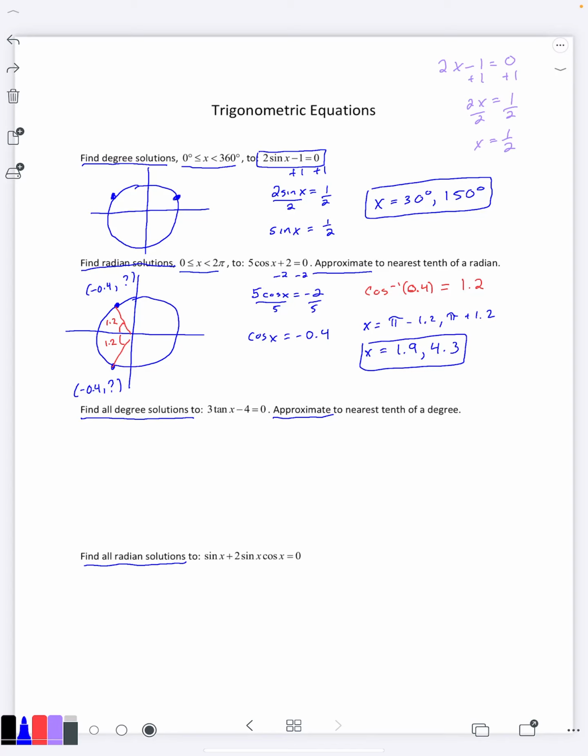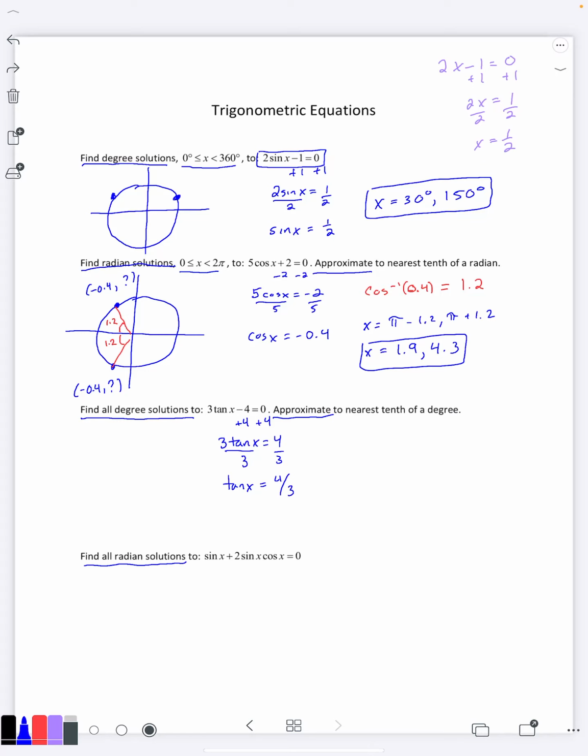Now for this third question, it's another approximation. This time it is degrees, and it's a tangent function, so we're going to go ahead and solve it the same way we've been doing. Add 4 to both sides. 3 tangent x is equal to 4. And we get tangent x is 4/3.